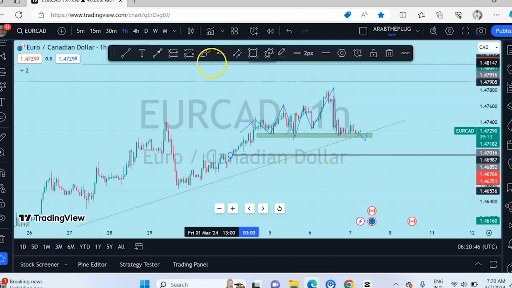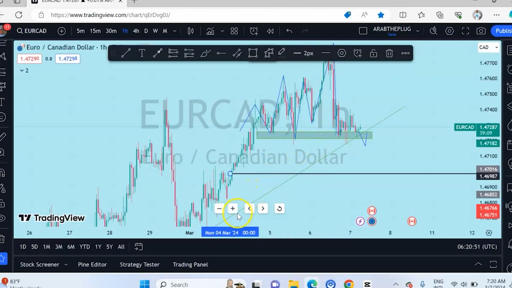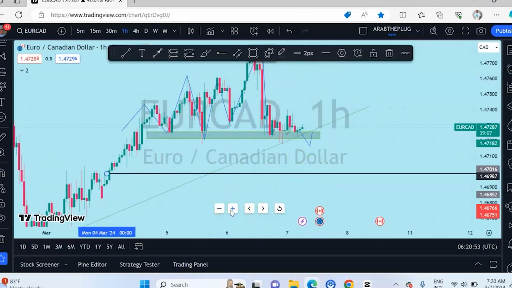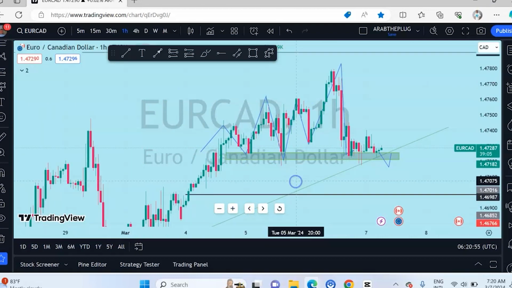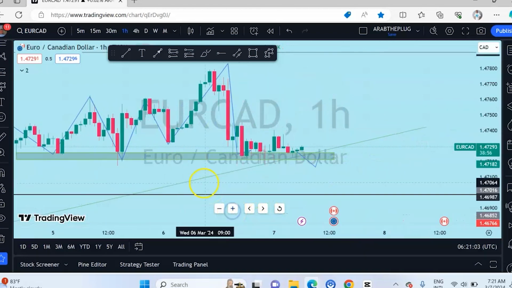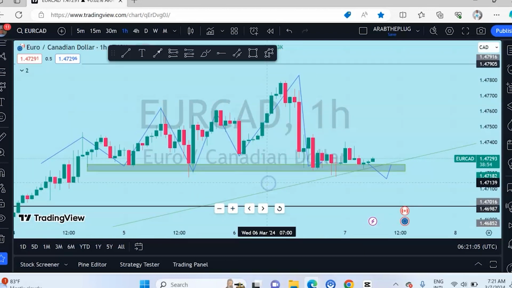So now, if I'm going to be going long, I would be looking at this demand zone. You see, I'll be looking at a bullish candlestick formation that will be showing me the market is about to push up around this area.